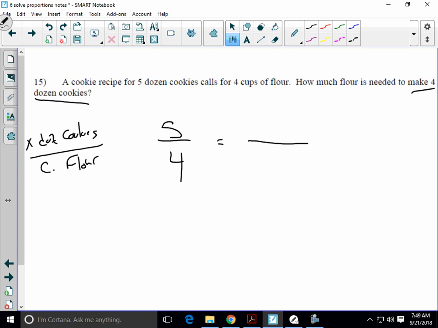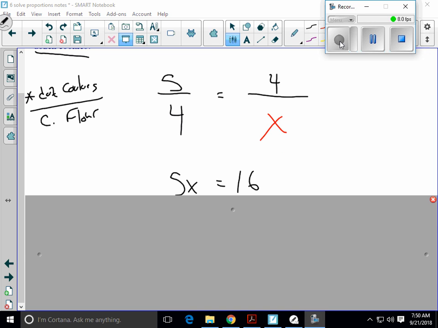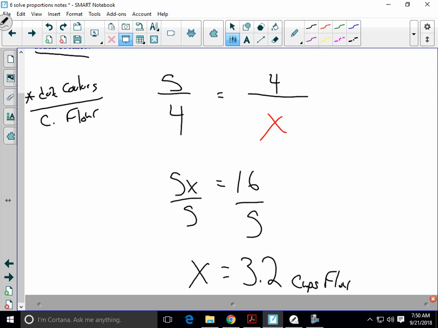Okay, so dozen cookies I put as my numerator. See if you can figure out that unknown. Cross multiplying, 5x equals 16, and you should have gotten 3.2 cups of flour.